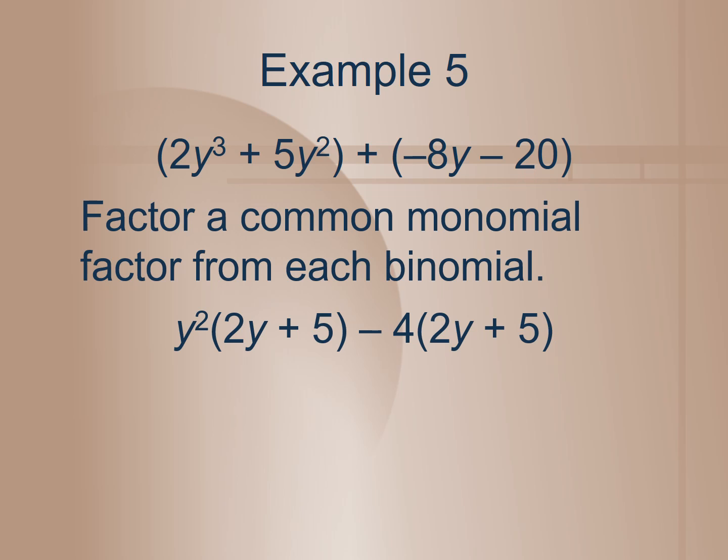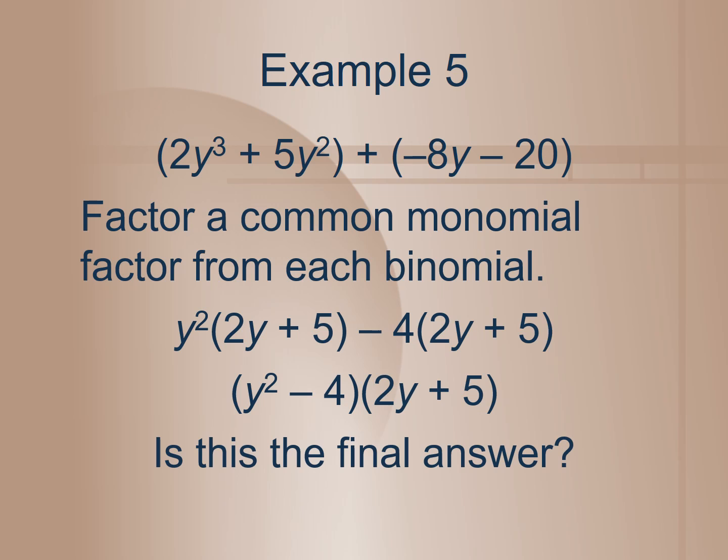Then you'll notice that this term and this term both share a 2y plus 5. So I can factor out that 2y plus 5, leaving me y squared minus 4. So now I have y squared minus 4 times 2y plus 5. Is that the final answer?